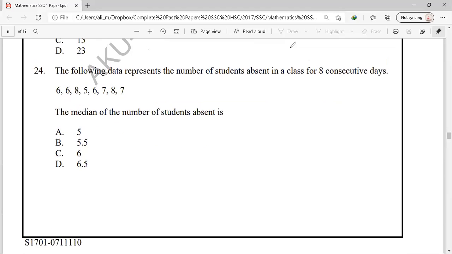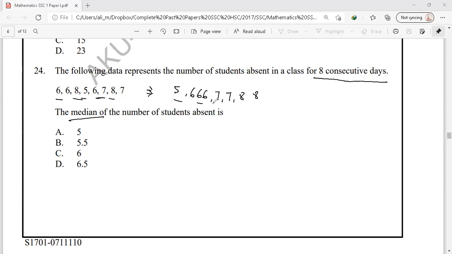Let's see question number 24, and in this question we have data of the students absent in a class for 8 consecutive days. Then we have to find the median of these data. So let's arrange this data in ascending or descending order. So 5, 6, 6, 6, 7, 7, and 8, 8. So we have 2, 4, 6, and 8 numbers. So we have arranged these terms.